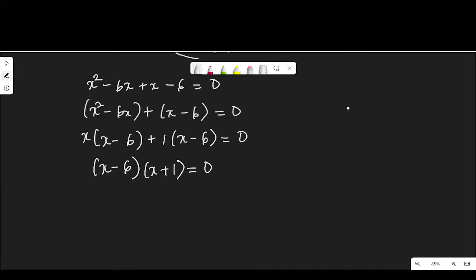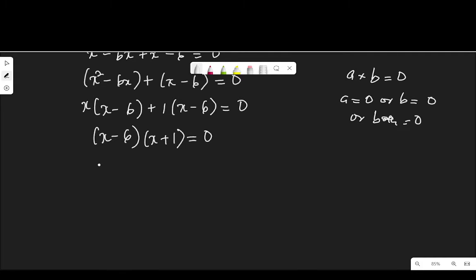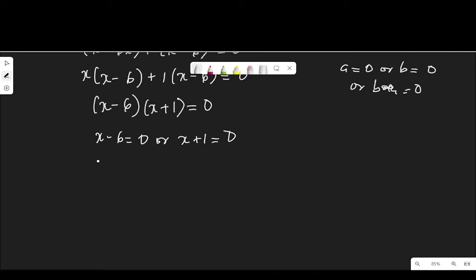And we know from algebra, if a times b is equal to 0, then either a is equal to 0 or b is equal to 0, or both of them are equal to 0. Applying that, it means x minus 6 is equal to 0, or x plus 1 is equal to 0. Now moving negative 6 across the equality to the other side, I have x is equal to 0 plus 6, which is 6, or x is equal to 0 minus 1, which is minus 1. Therefore, the solution is 6 or minus 1.